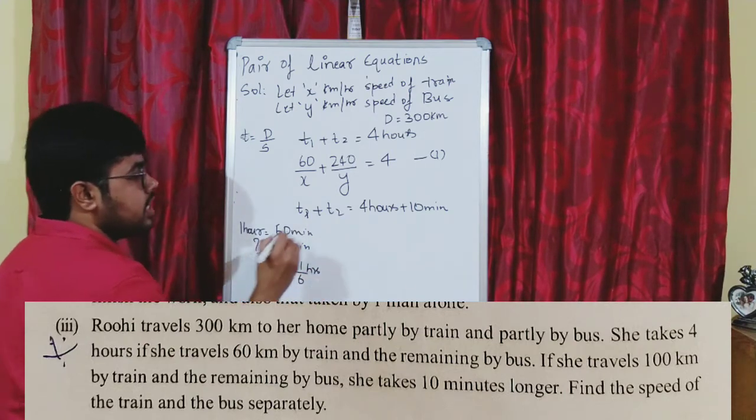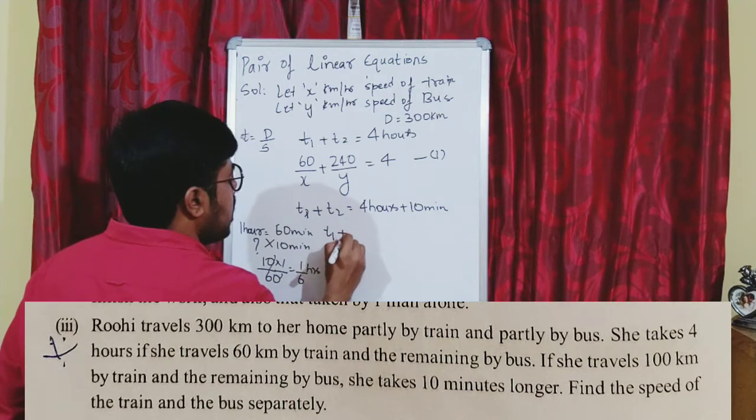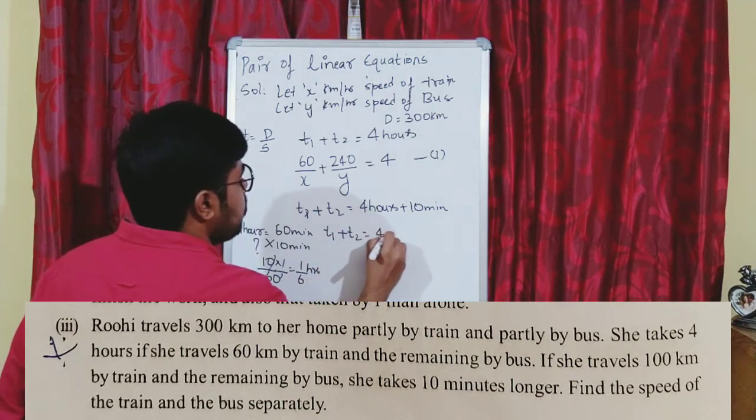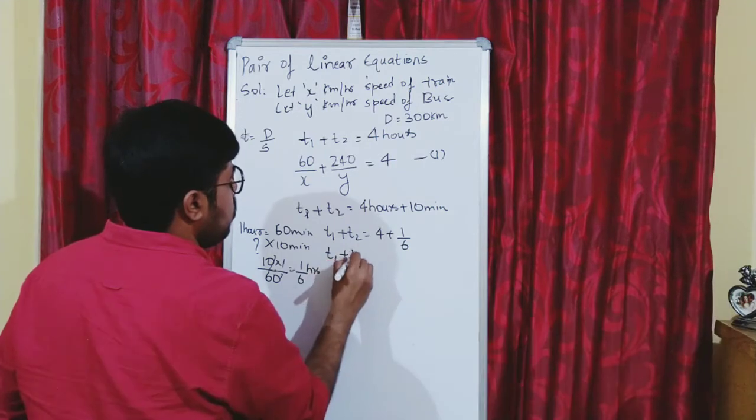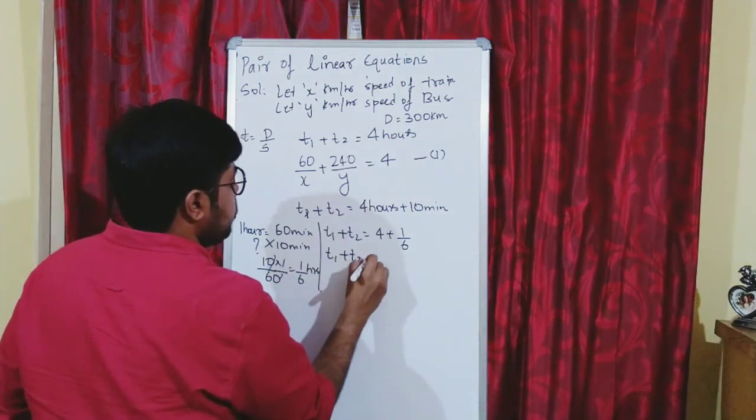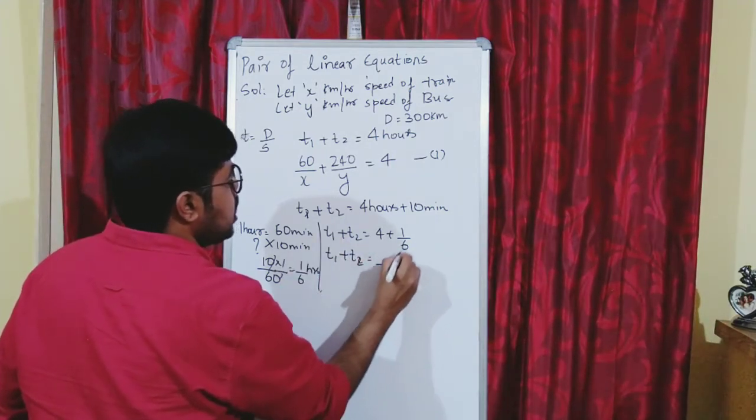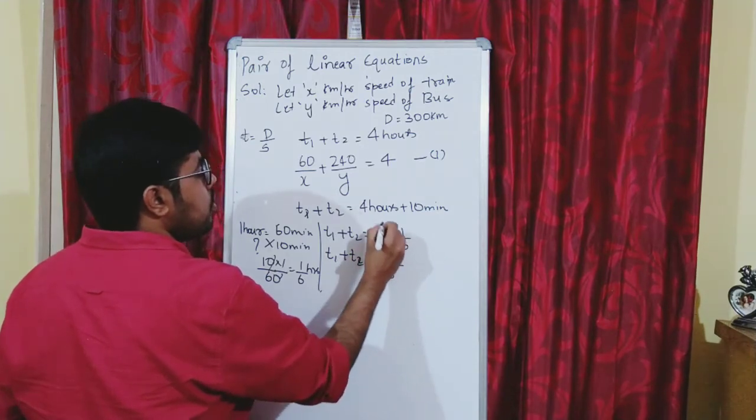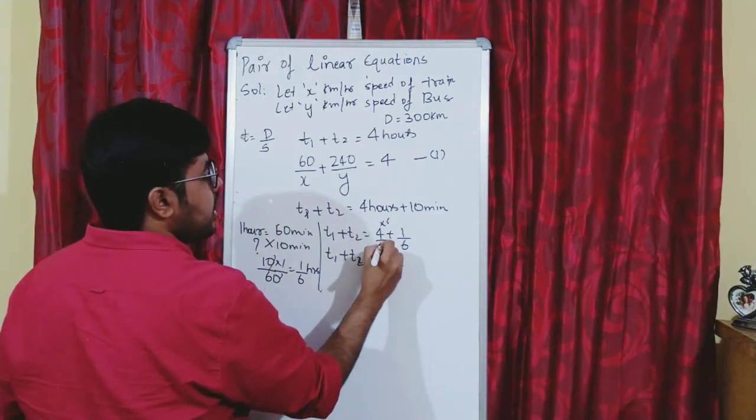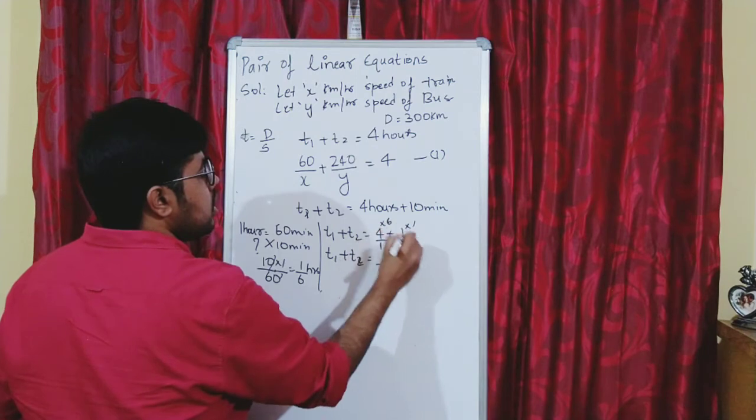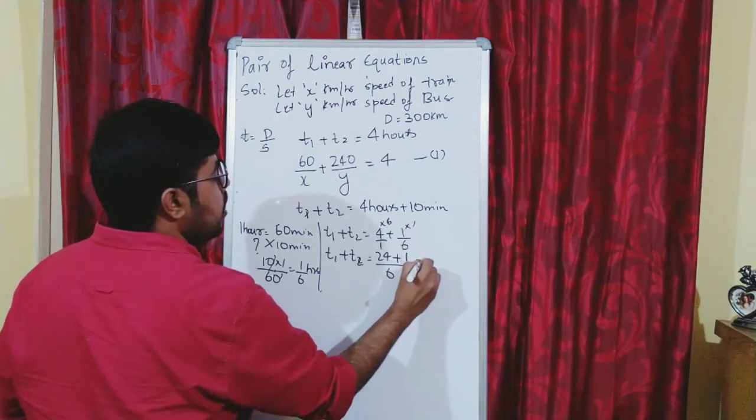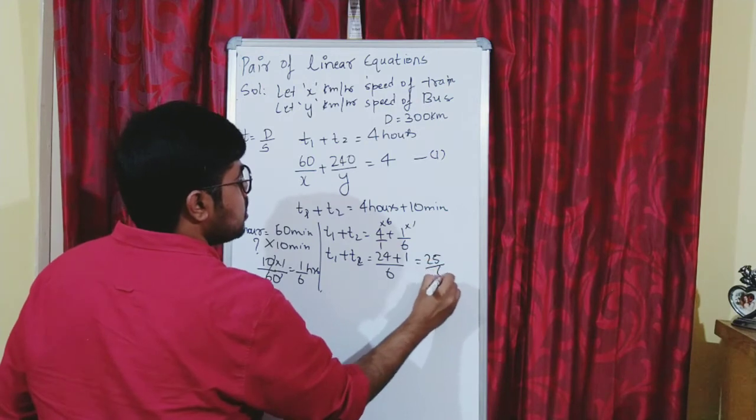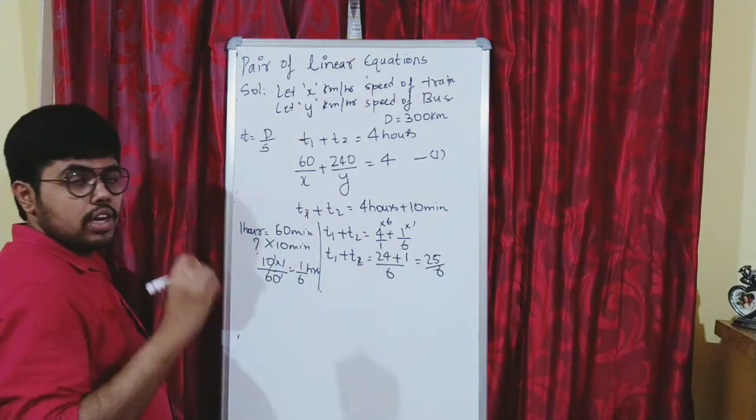Okay, so T1 plus T2 is equal to 4 plus 1 by 6. Now you know what to do. Multiply by 6: 6 4s are 24, plus 1 into 1, therefore 25 by 6. Okay, this is your equation.